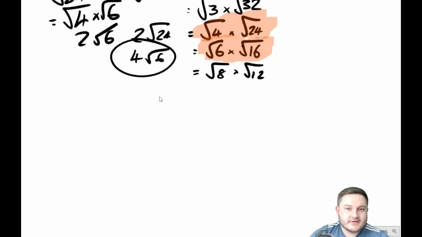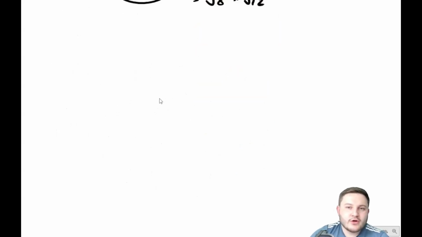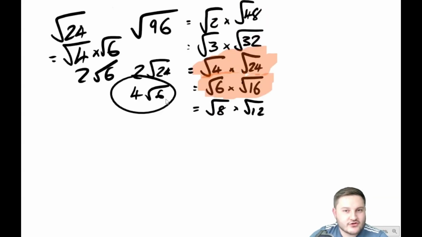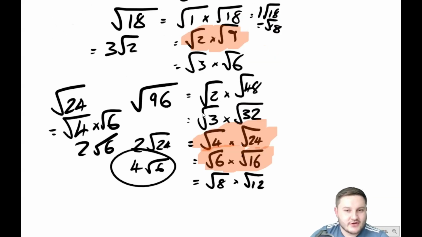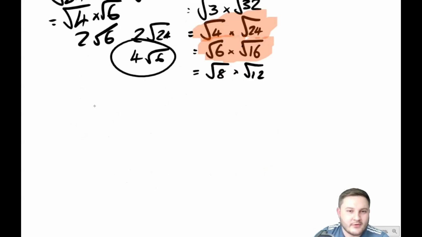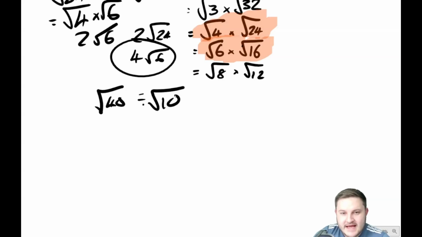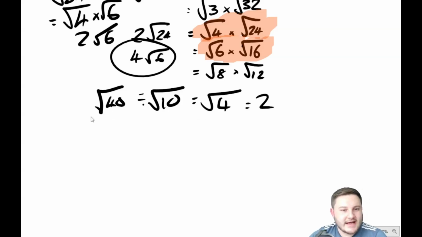So there's simplifying surds. Now, the tricky one is, and by the way, just on a side note, if you're dividing surds, it works the same way as multiplication. For example, the square root of 40 divided by the square root of 10 is equal to the square root of 4, because 40 divided by 10 is 4, and the square root of 4 is 2. So division actually has the same idea, where if you do the square root of a divided by the square root of b, it's the square root of a divided by b.